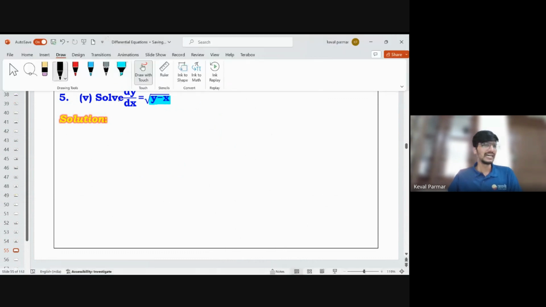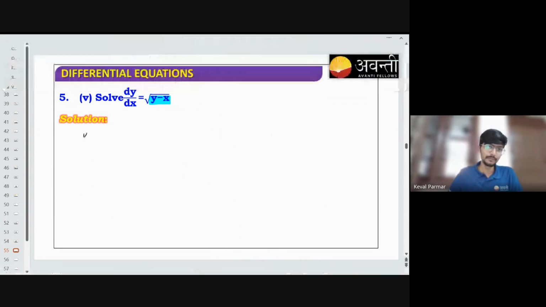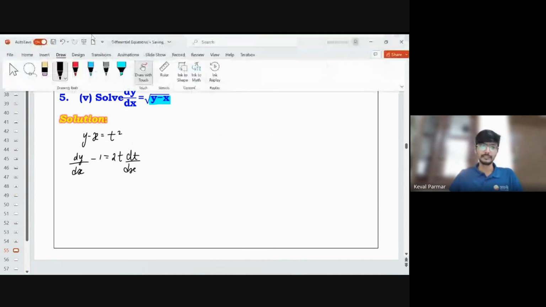Now we know from integration that when there is a term under the root, instead of t, I'll put y minus x as t square. You can say it is a habit, whenever we had integration we did it this way. So if I differentiate with respect to x, I'll get dy over dx minus 1 is equal to 2t dt by dx.